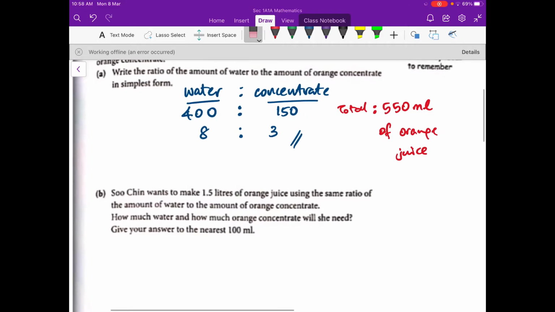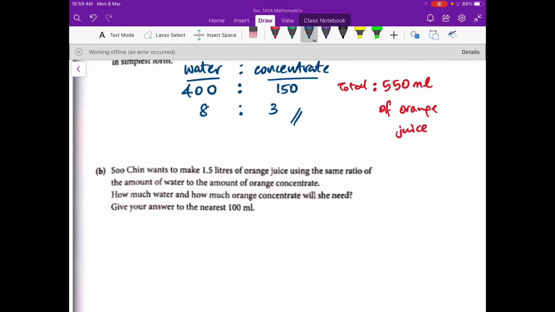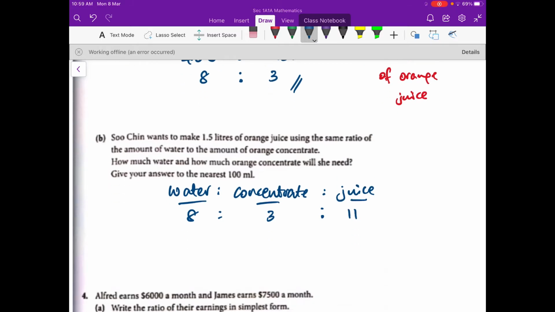Okay, yep, we can go ahead and do that. So water to concentrate to juice, 8 to 3 to 11. This is just a portion, the number of parts. But I require this to be 1.5 liters. I need that 11 parts, 11 units to represent 1.5 liters.